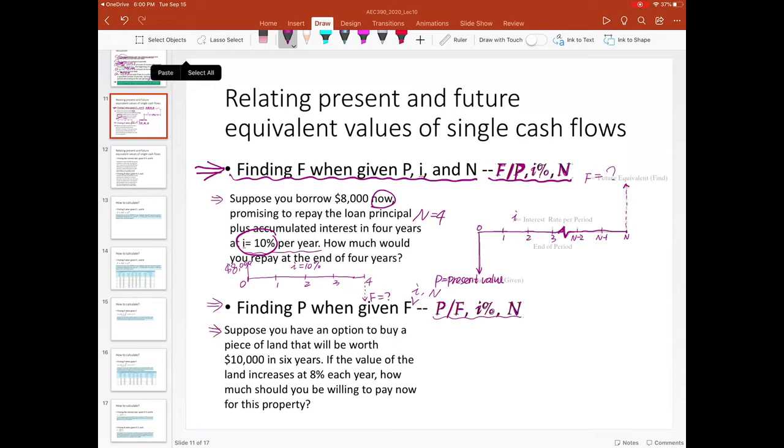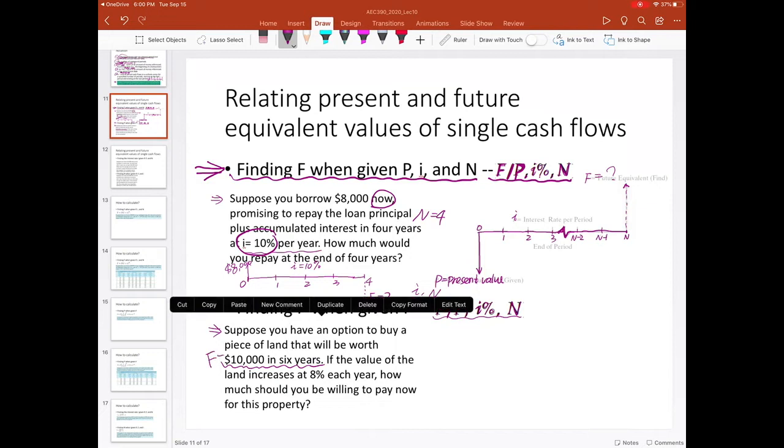And here we have a real case to help you understand this scenario. Suppose you have an option to buy a piece of land that will be worth 10,000 in 6 years. So this 10,000 in 6 years will be the future value of that piece of land. Okay, so this is a given F. And you know the value of the land increases at 8% each year. So that's your I.